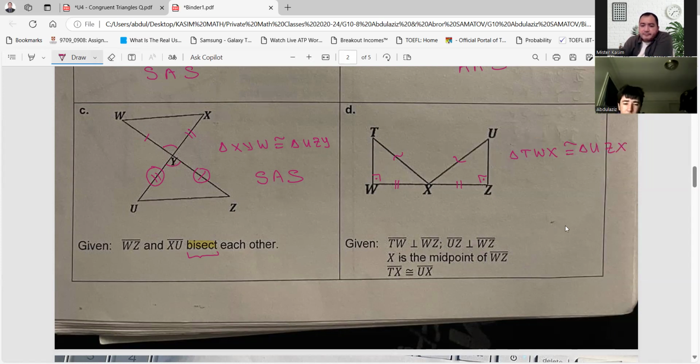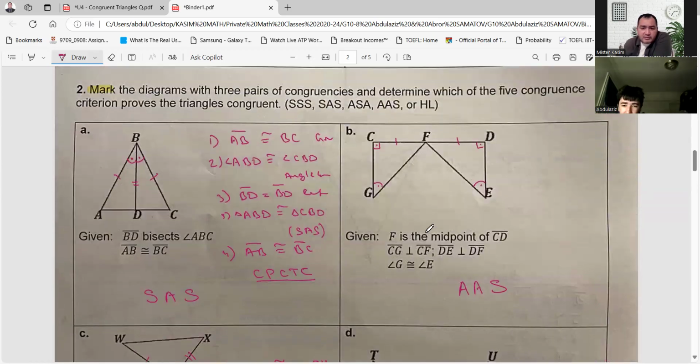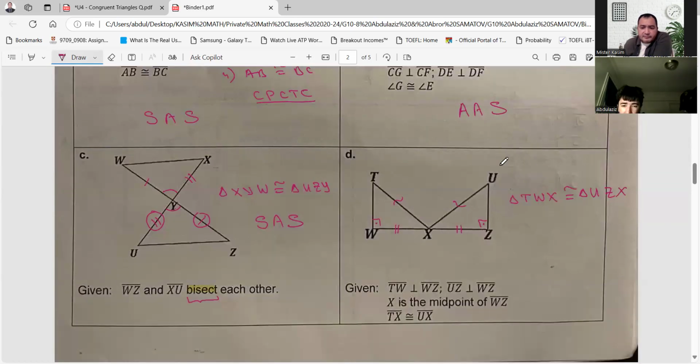Side, side, angle. Where is it? It's a right angle, right? So right angle, side, angle, right? So that is the side, angle or angle, side. What is it? And this side, angle, no. Side angle side. See? Side angle side, right? So that is side angle side.